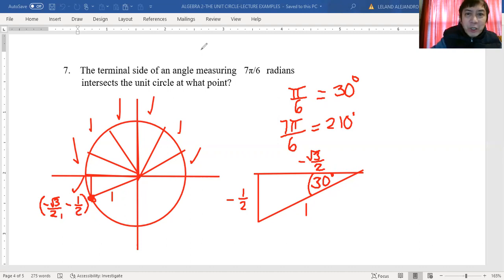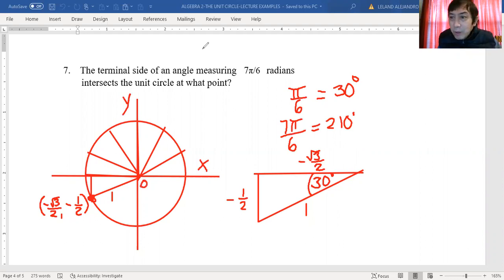Okay, let me remove the checks so it will look a little neater. All right, so it looks neat. This is our, of course, y axis and x axis. This is the center of the circle, the origin. We're after 210 degrees, that's 7 pi over 6.